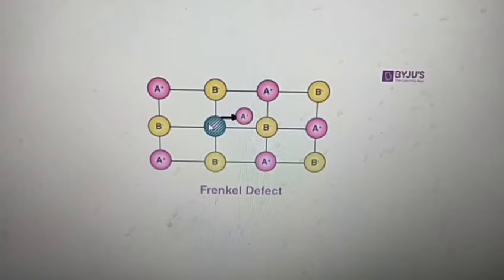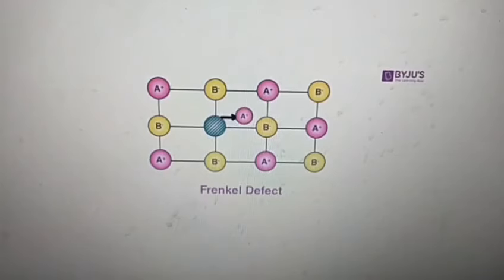Already I told you, vacancy defect means the defect which occurs due to a vacancy. This is the original position of A plus, but when it is dislocated from this place to this place, a vacancy occurs here, that means a vacancy defect. And when it moves to the interstitial site, an interstitial defect also occurs. So Frenkel defect is also called a dislocation point defect, as it occurs due to the dislocation of the particle.